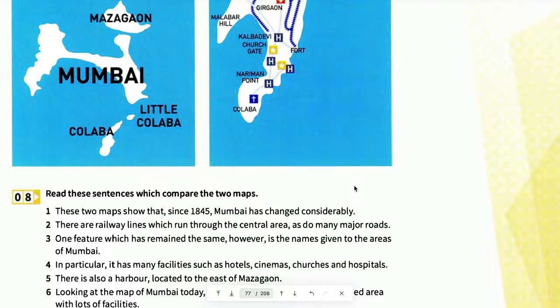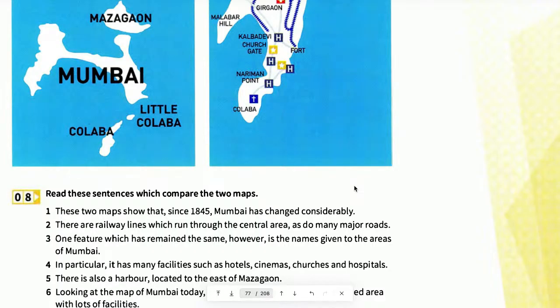Some, you can do this one first. Like I just said, like here. Look, there are railway lines. Yeah, so you can say railway lines here. How about the major roads? Where are the roads? The gray ones. Yeah. Okay.